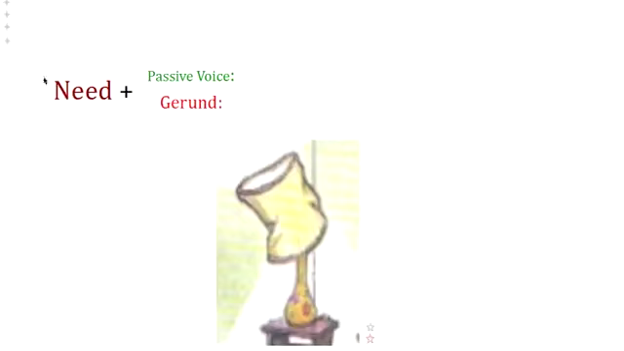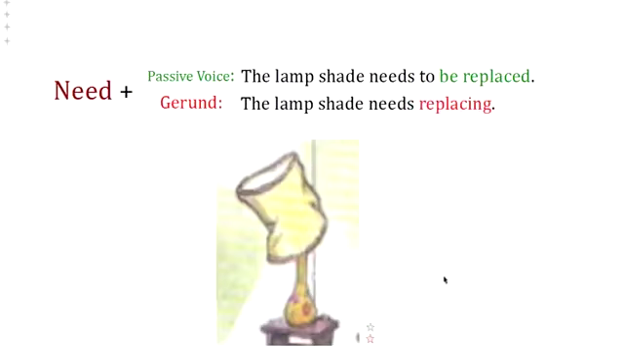Okay, last one. Let's look at the lamp. Remember, this is called the lampshade. So what can we do to the lampshade? Well, in the passive voice, I can say the lampshade needs to be replaced, and in the gerund, the lampshade needs replacing. Okay? So both of these are okay to use, right? I think the passive voice sounds the most common to talk about what needs to be done for particular things and situations. Good.